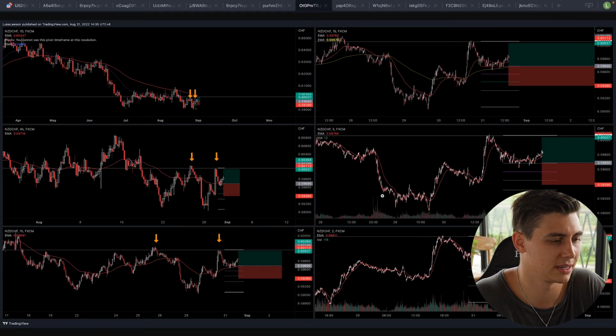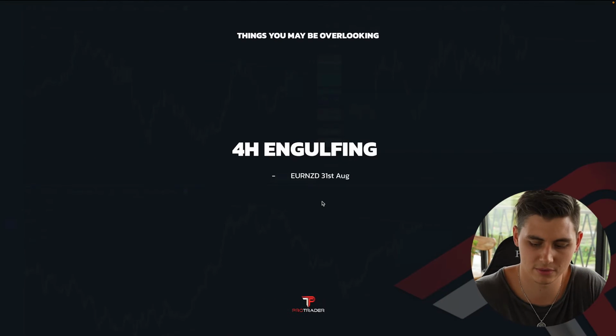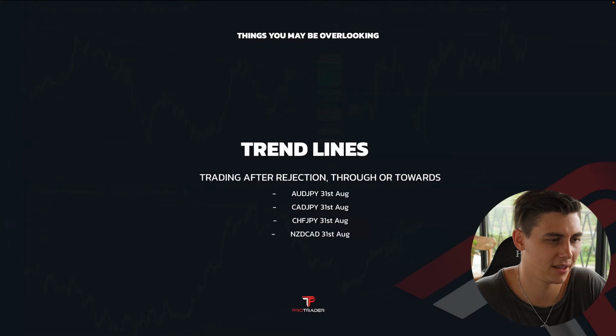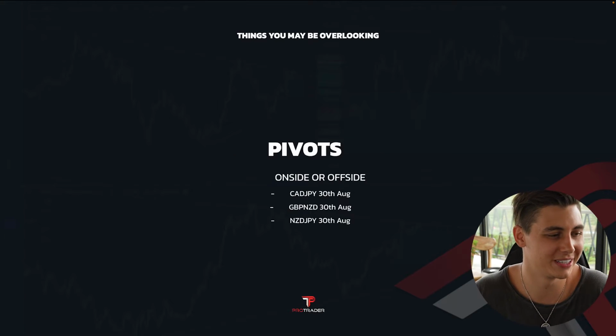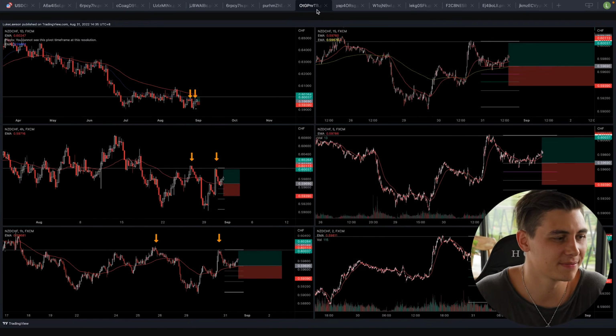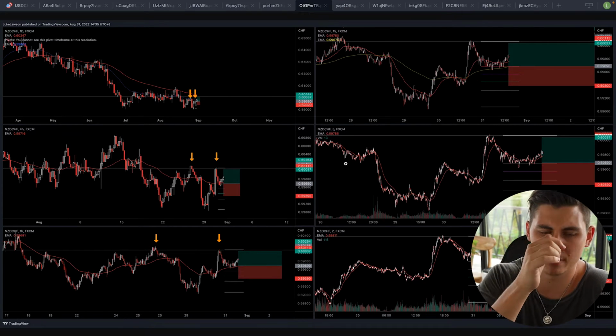I think I missed a slide. Actually, let's go back here. So we had the 4-hour engulfing. There was one that was horizontals. Anyway, horizontal resistance. It was after pivots. This one here. So post rejection, very similar to what we were talking about with the trend line.